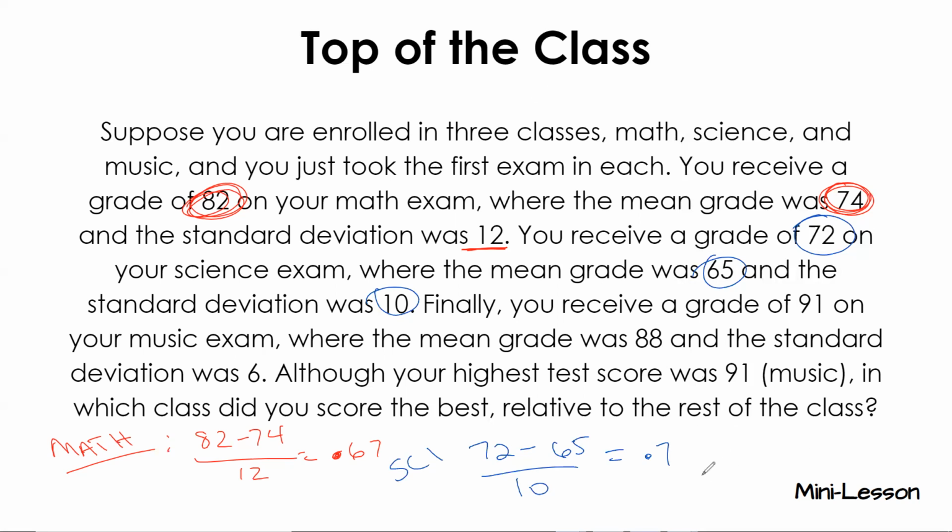That's going to be music. So looking at the music class, we got 91 minus 88, and we're going to divide it by 6. What'd you get? Okay. All right. So just looking at the z-scores, which one is the highest? Which one's got the largest number?